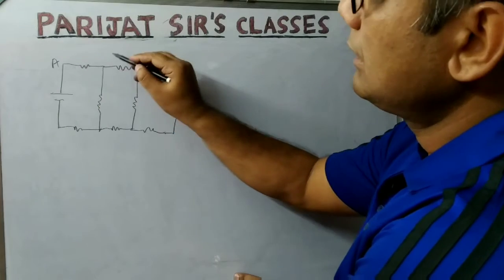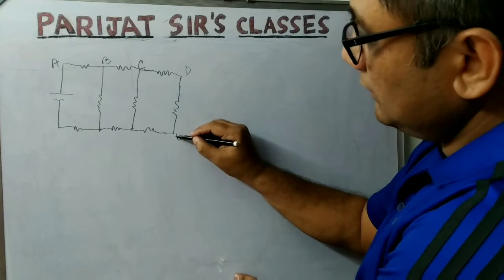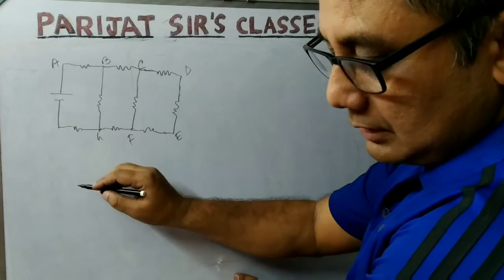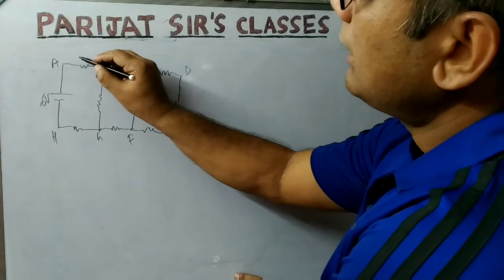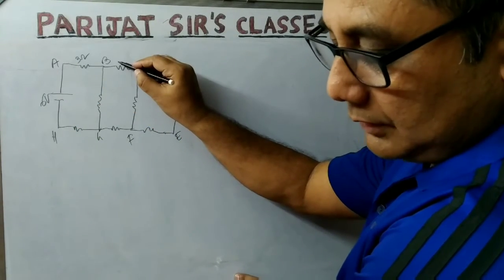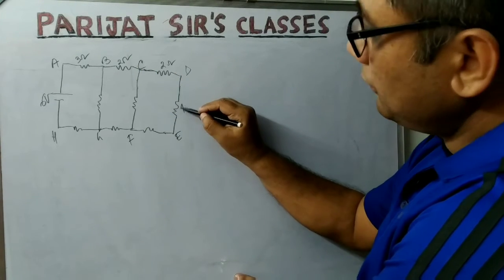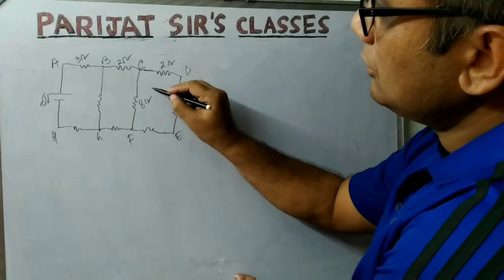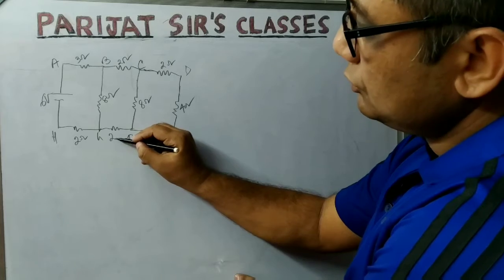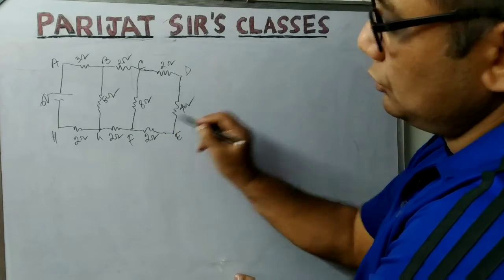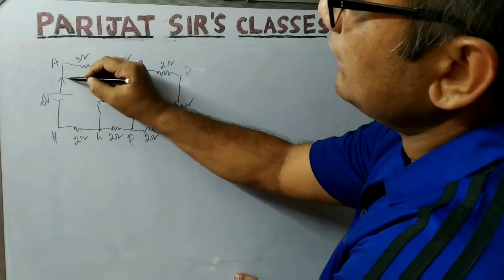Let's give the names A, B, C, D, and E, F, G, and this is H. This is given 6 volt, and this is given 3 ohms. This is given 2 ohms. This is given 2 ohms. This is given 4 ohms. This is 8 ohms. This is 2 ohms. This is 2 ohms, and this is given 2 ohms. They are telling the current coming out is I.